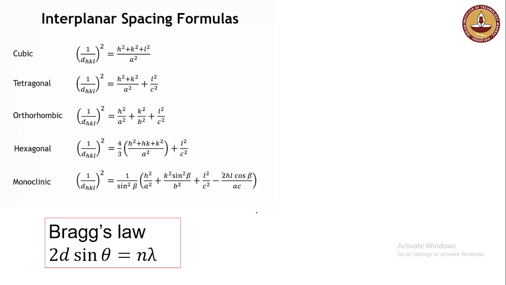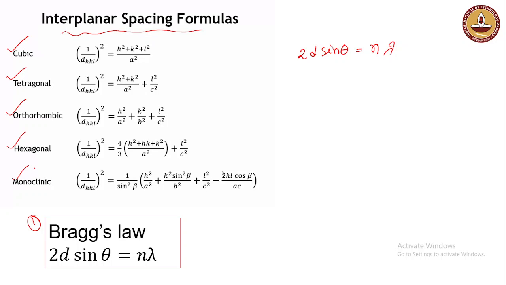First, there are two points. We know Bragg's law. According to Bragg's law we can write 2d sin theta equals n lambda, where lambda is the wavelength of your X-ray, theta is the Bragg's angle or the incident angle, and d is the interplanar spacing distance. And these are the interplanar spacing formulas for different crystal structures: cubic, tetragonal, orthorhombic, hexagonal and monoclinic.